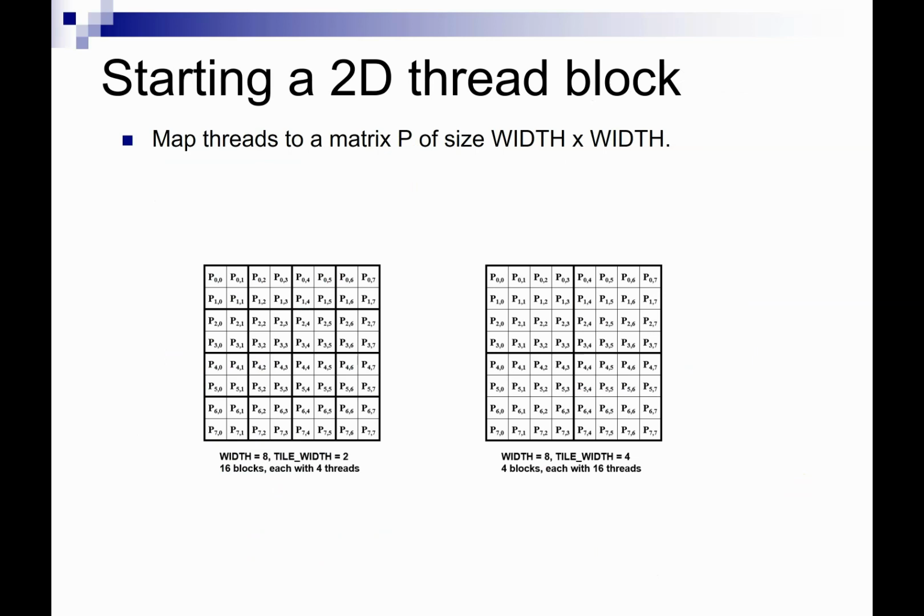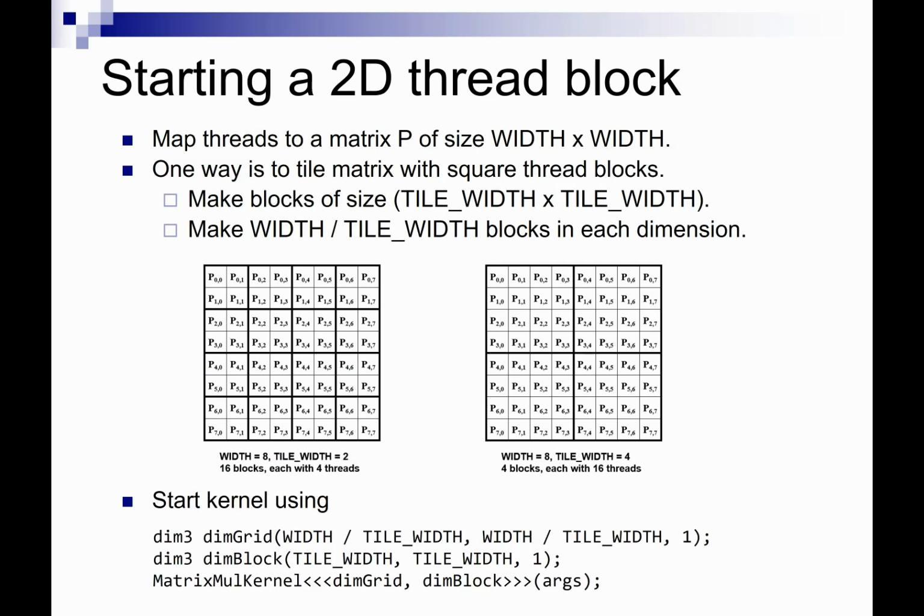Okay, map threads. So now let's see an example usage of this. Suppose we're processing a matrix. Then it's natural to use a 2D grid and a 2D thread block. Suppose this matrix is width by width. Here width is 8, so it's 8 by 8. Suppose you just want to cover this matrix with thread blocks.